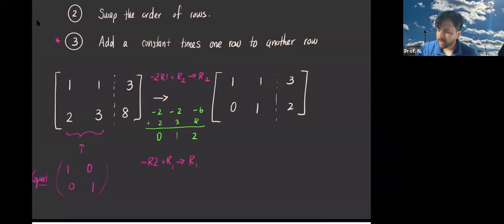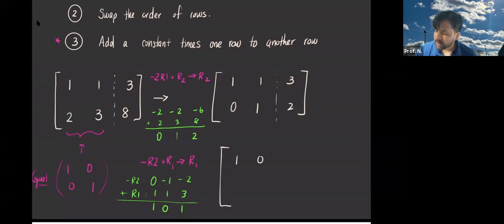So then what does that look like? So the second row, right? This is row 2, negative row 2. The second row looks like what? 0, -1, -2. Then this is row 1. What's row 1? 1, 1, 3. When you add these up, what happens? You get 1 still, you get 0, and then you get 1. So my new matrix looks like this: 1, 0, 0, 1. This is 2, and this is 1. You guys see what we just did?